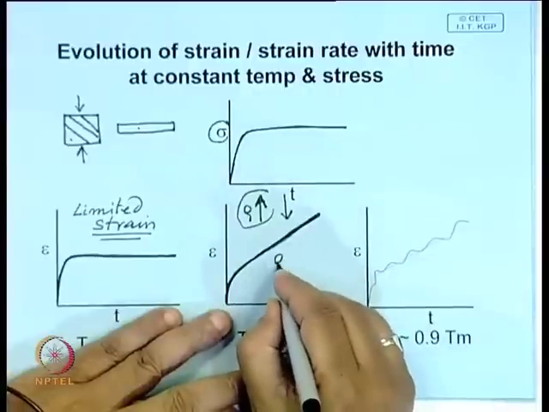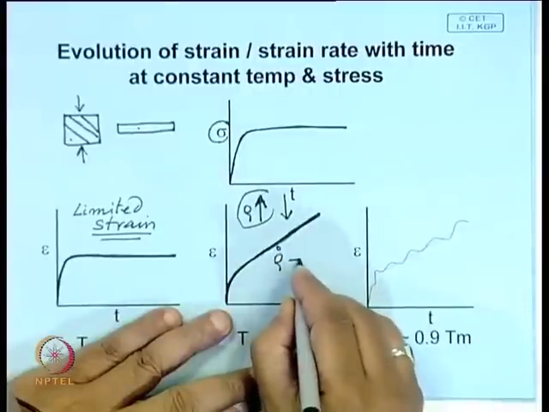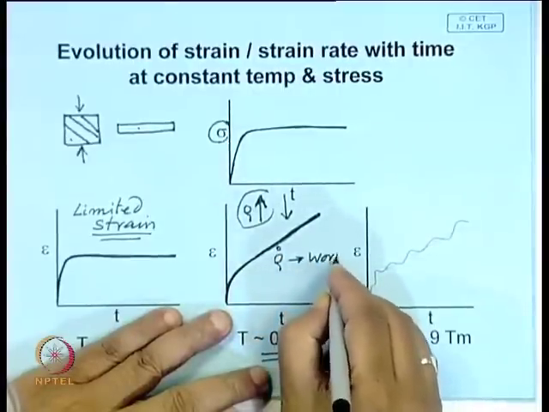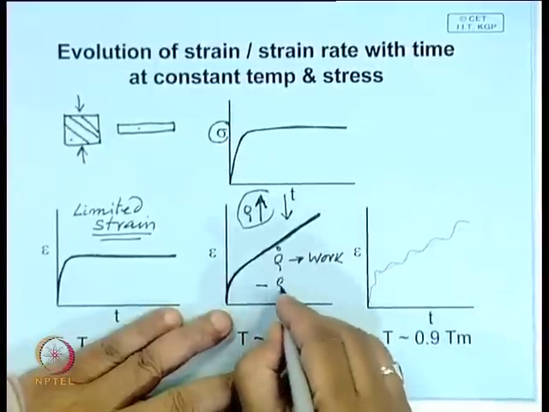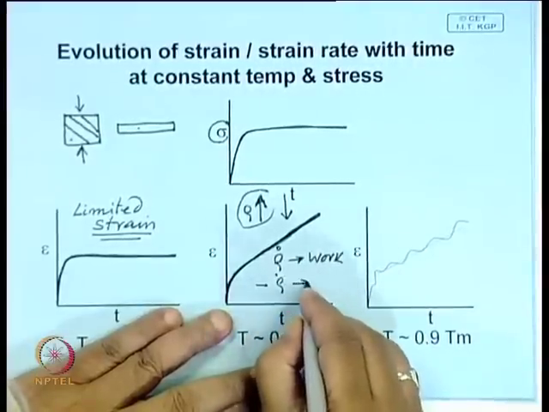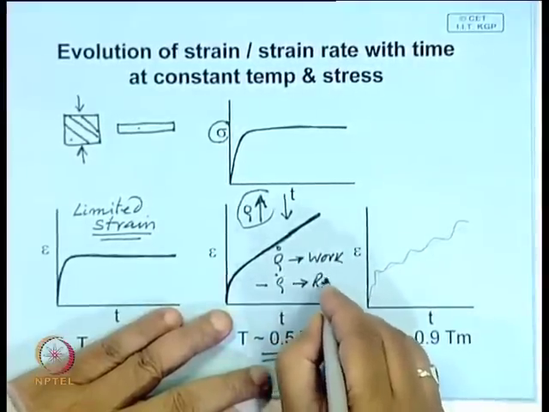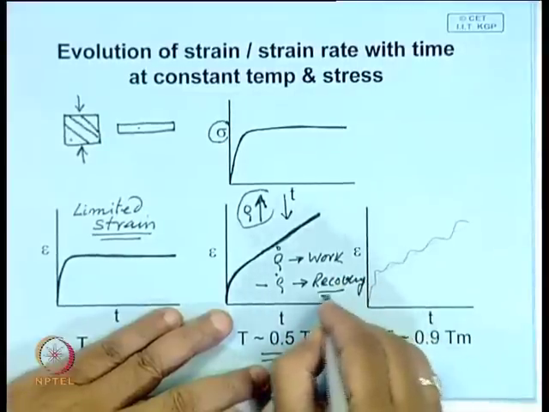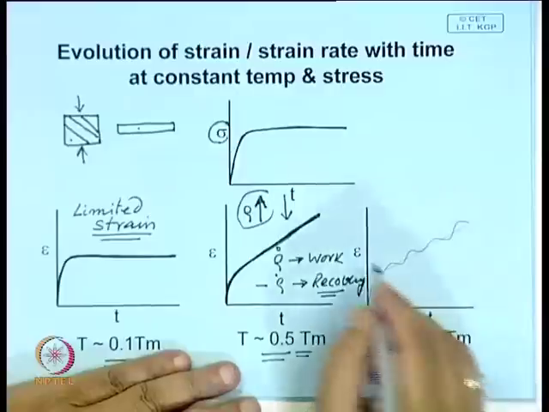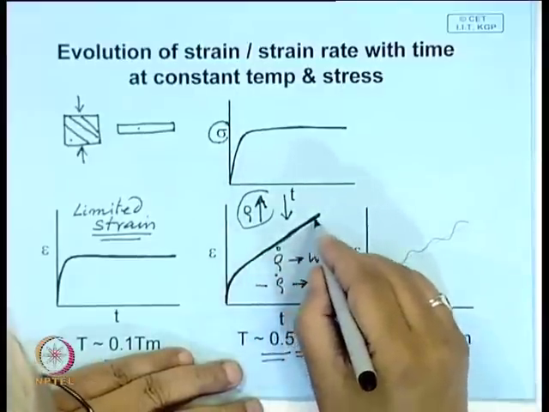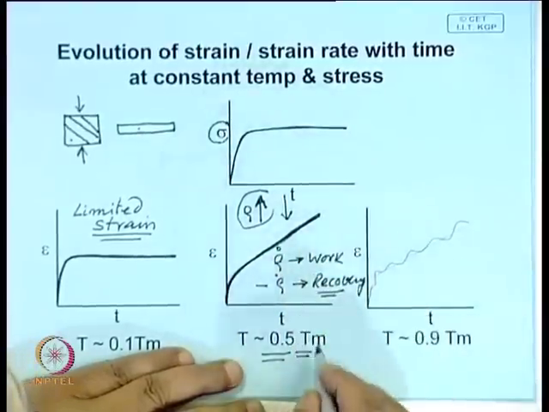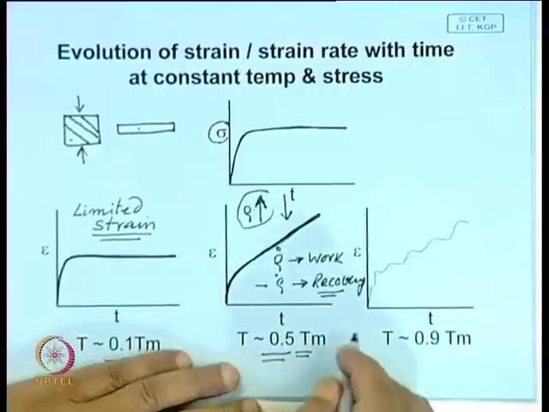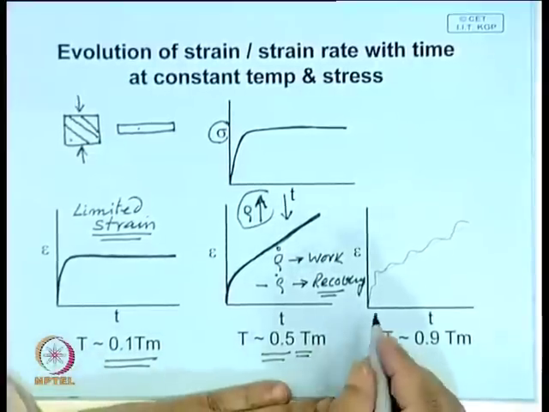So, the increase in dislocation density because of working is balanced by loss of dislocations due to a process called recovery, or thermally activated movement of dislocations, and then you have a steady state. This type of behavior allows you to give large deformation to the material.